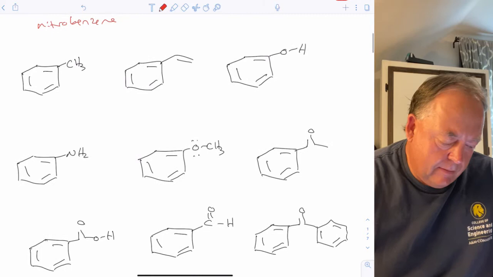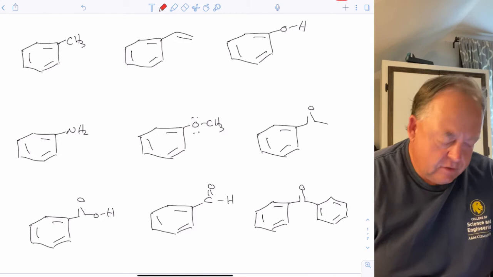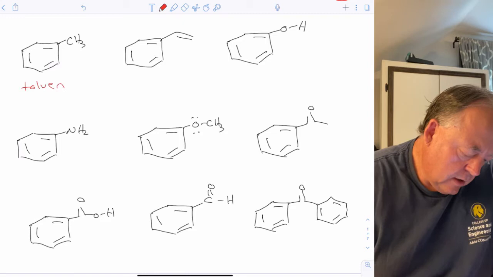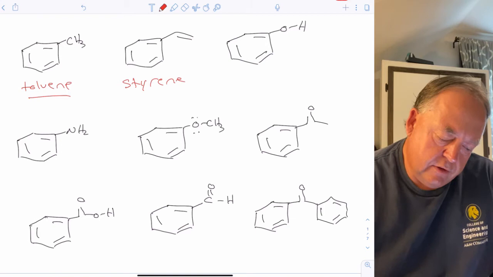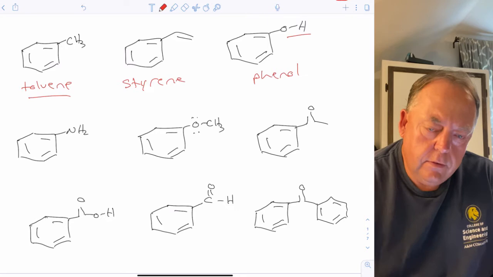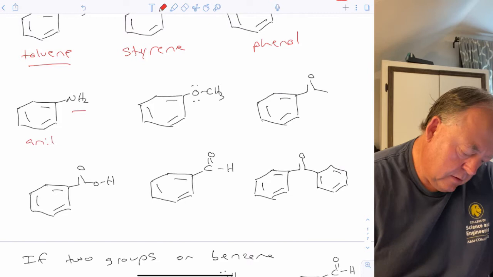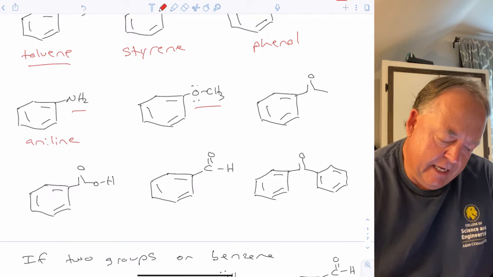If you have a CH3 group on benzene, yes, that is methylbenzene, but nobody calls it methylbenzene. That molecule is called toluene. If you have this alkene on benzene, that molecule is called styrene. This one we looked at before. If you have an OH on benzene, that is called phenol. If you have an NH2 on benzene, that is called aniline. The OCH3 ether on benzene, that is called anisole.